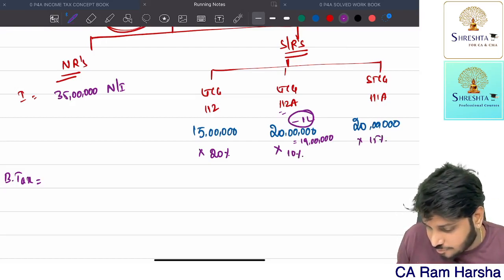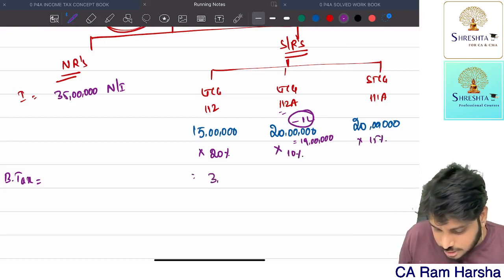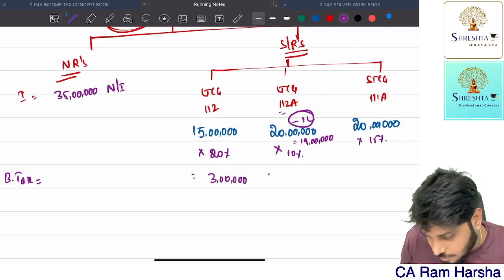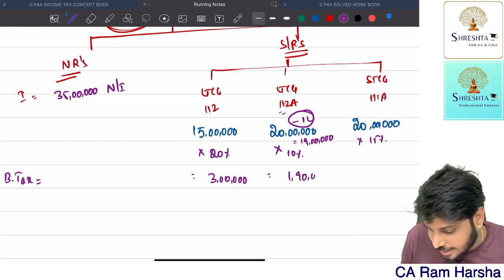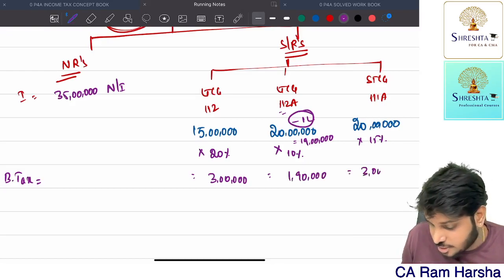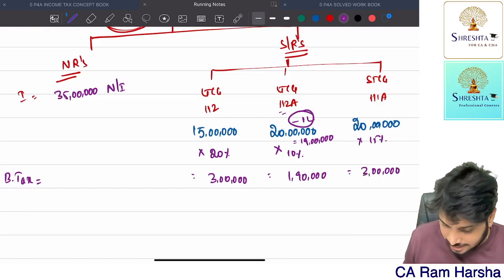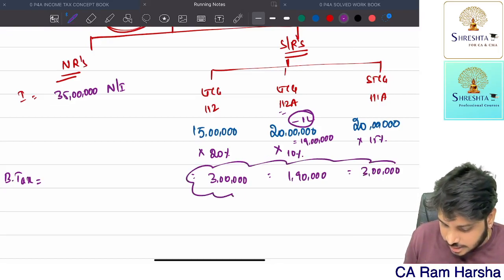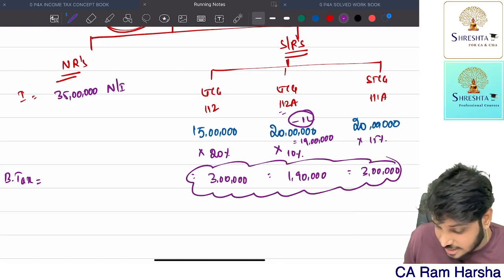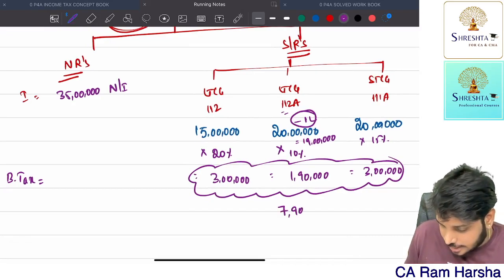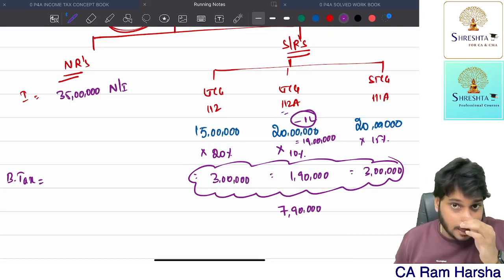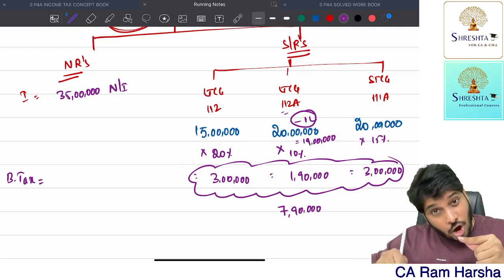Short-term capital gain 15 lakhs. Now, this is 3 lakhs. Now, this is 19 lakhs multiplied by 10%, which is 1,90,000. Now, 20 lakh into 15% means 3 lakh. So, this is the basic tax. So, basic tax that is calculated on special rates is how much? Approximately 3 plus 3, 6. 7,90,000 is the basic tax that is calculated on special rates.